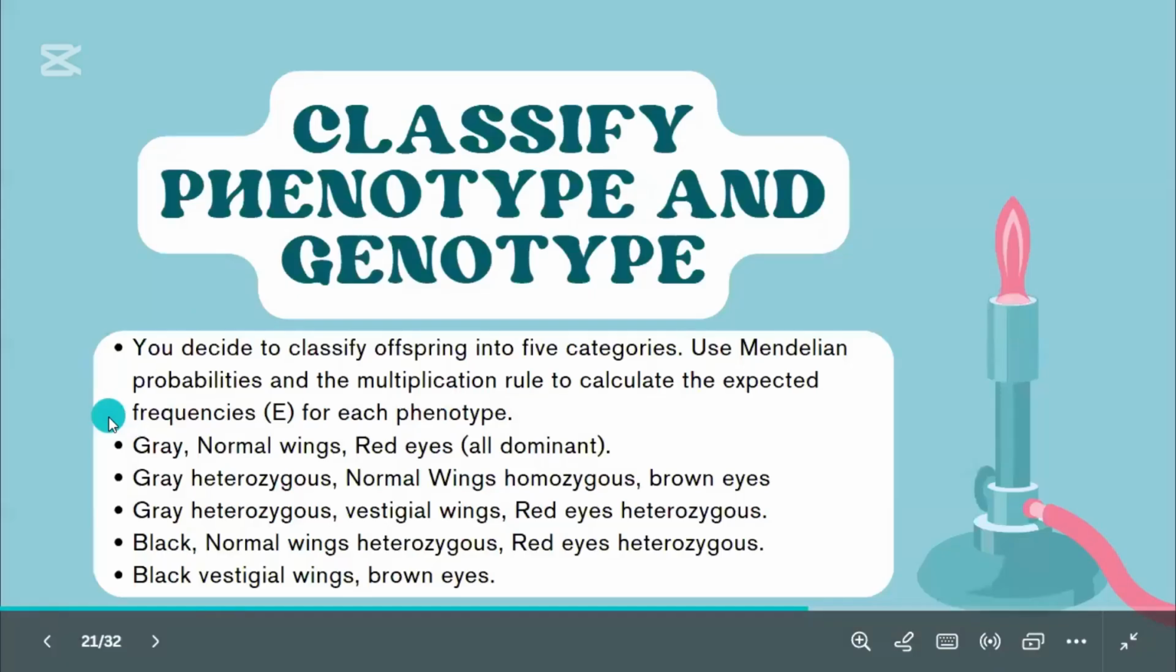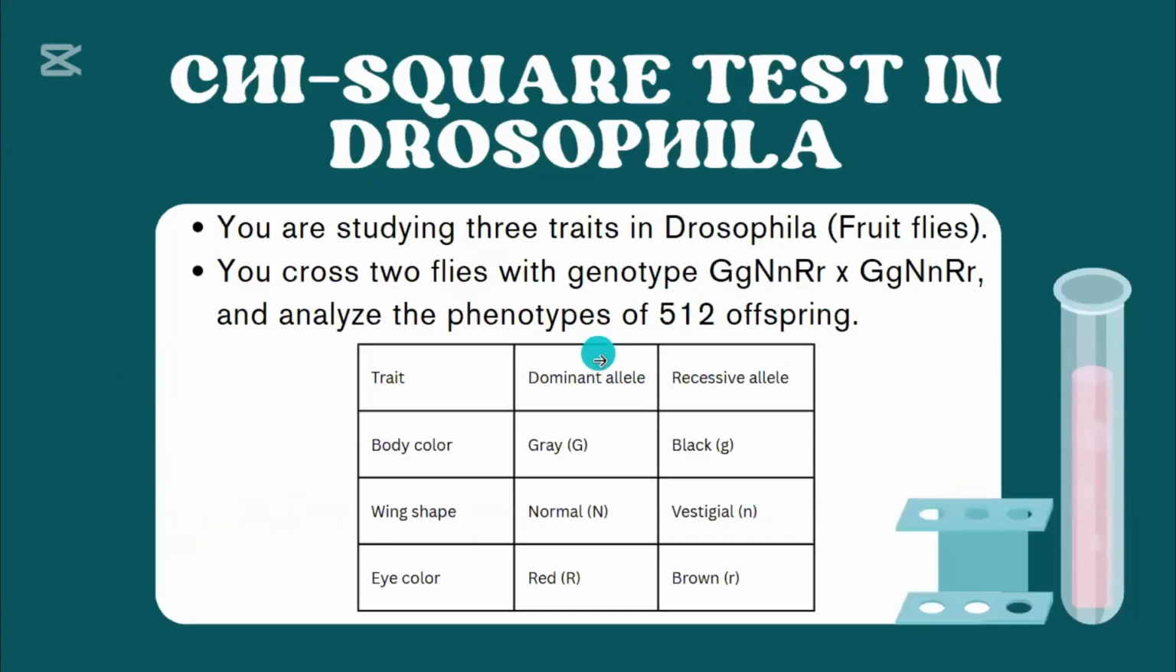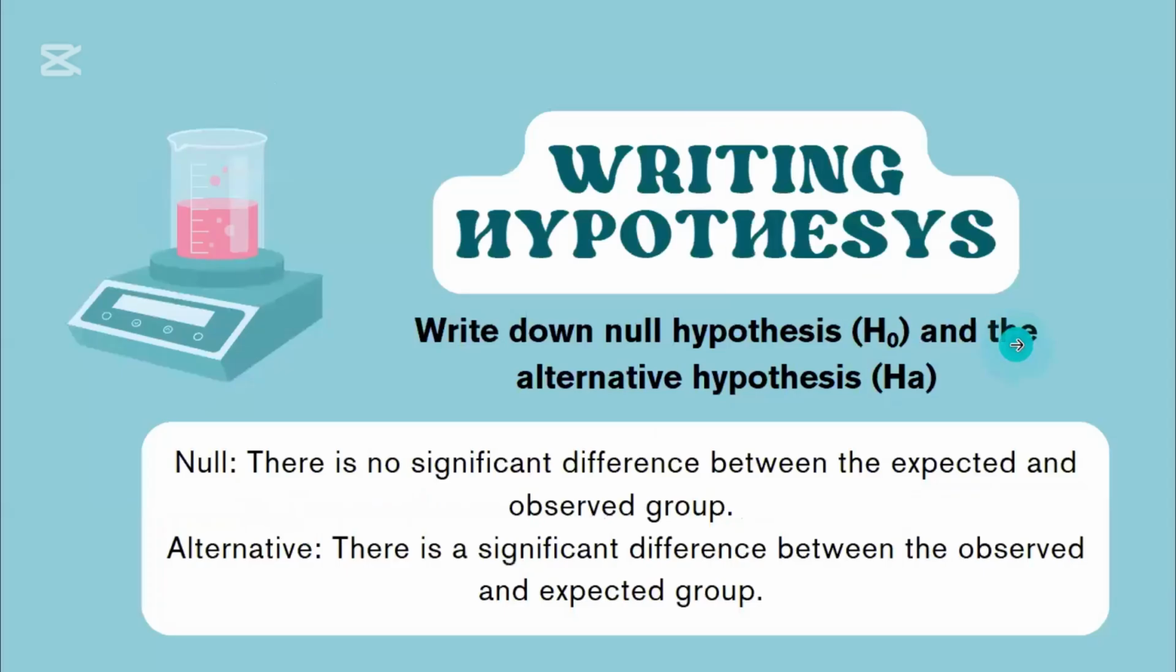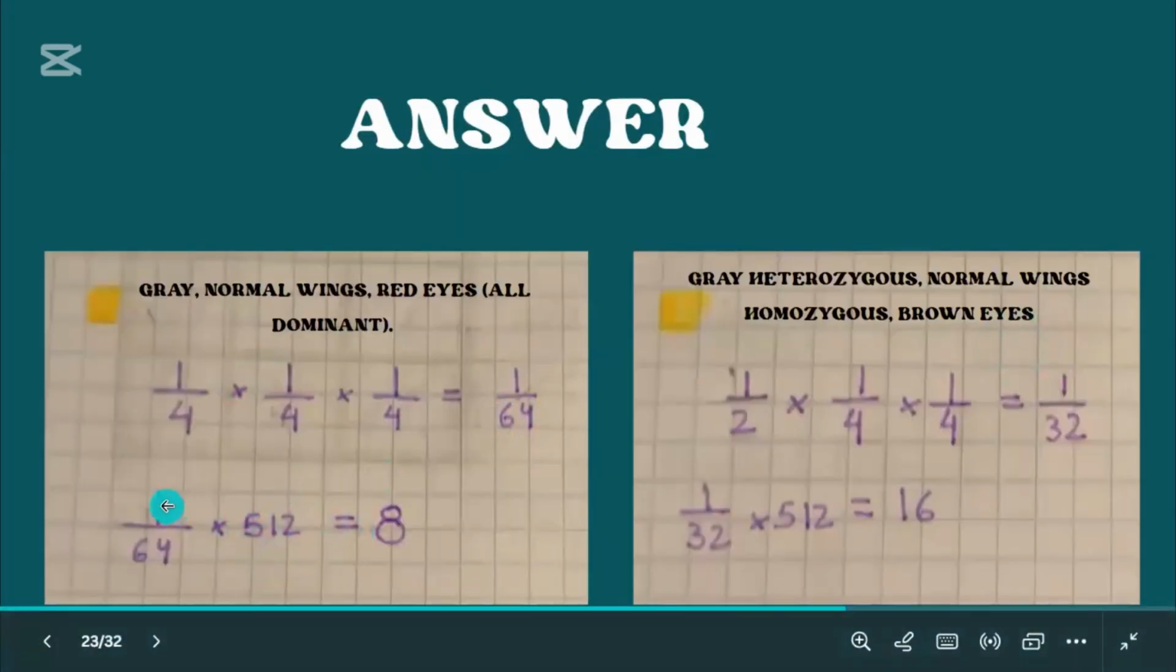As you can see in this part, these are the offspring that will be exposed in these exercises. So that's why we're going to multiply them in here. So 1/64 multiplied by 512, you can use your calculator, will give you 8.